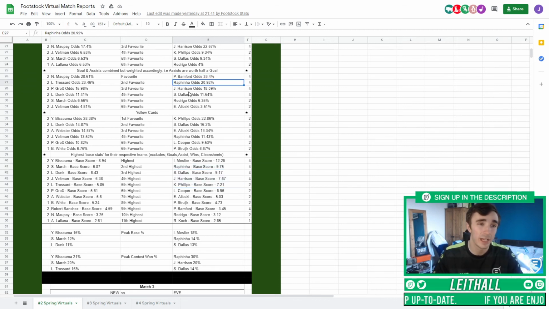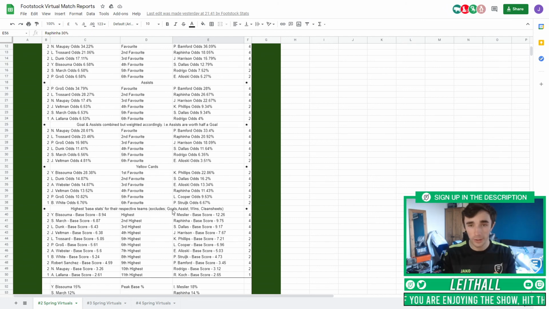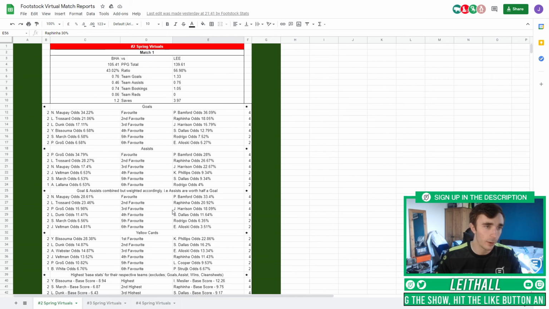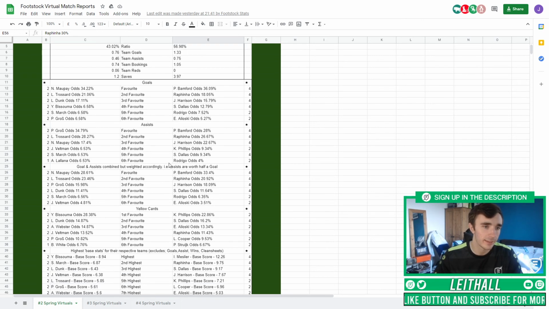So for me, Rafinha really stands out. Almost 21% chance of a goal contribution, but also an incredibly high base score of nearly 10. To a lot of you guys, that might seem a lot to take in, but realistically, it's somewhere you need to be going. Have a little browse. It's fairly self-explanatory to a certain extent, but I really do recommend having a look at this. Don't be entering teams blind without having a look at these stats.